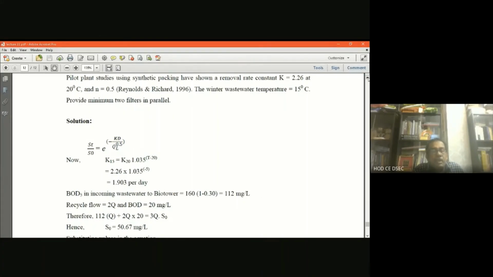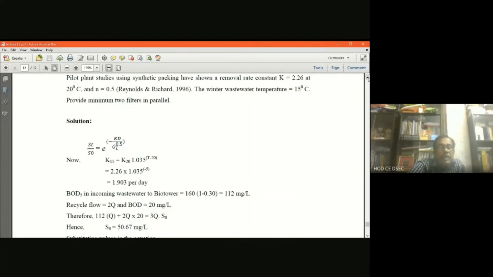Now the BOD of the incoming wastewater to the biotower. After the primary tank, the secondary tank is there. After the primary tank, 30% BOD is removed, so the balance 70% BOD is coming into the biotower. That means 1 minus 0.3, so 70% of the 160 is coming into the biotower. So what is the incoming BOD5 to the biotower? It is 112 milligram per liter.